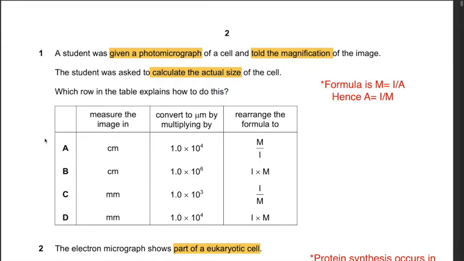Now if you go through these rows and columns, one column says rearrange the formula to. Now since they are asking for the actual size, it should be I over m. Therefore the only answer that represents I over m is option C. Hence the answer should be C.